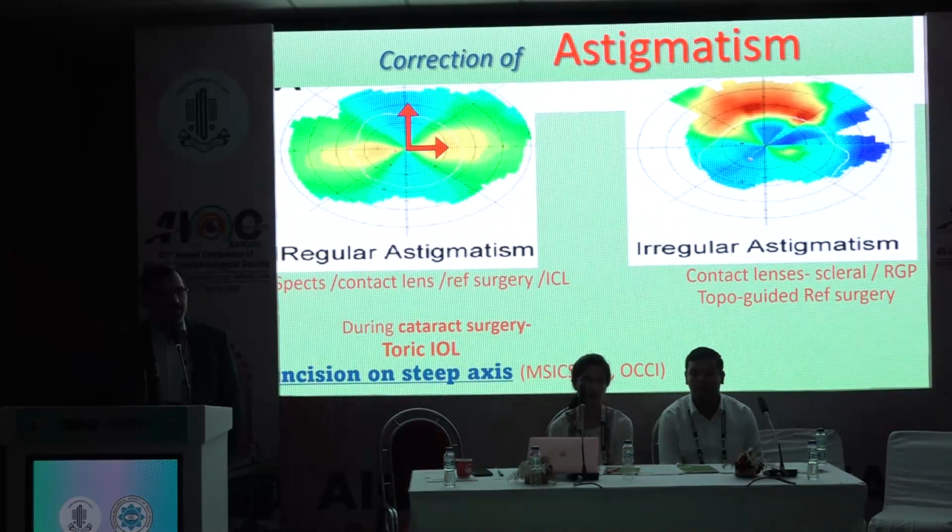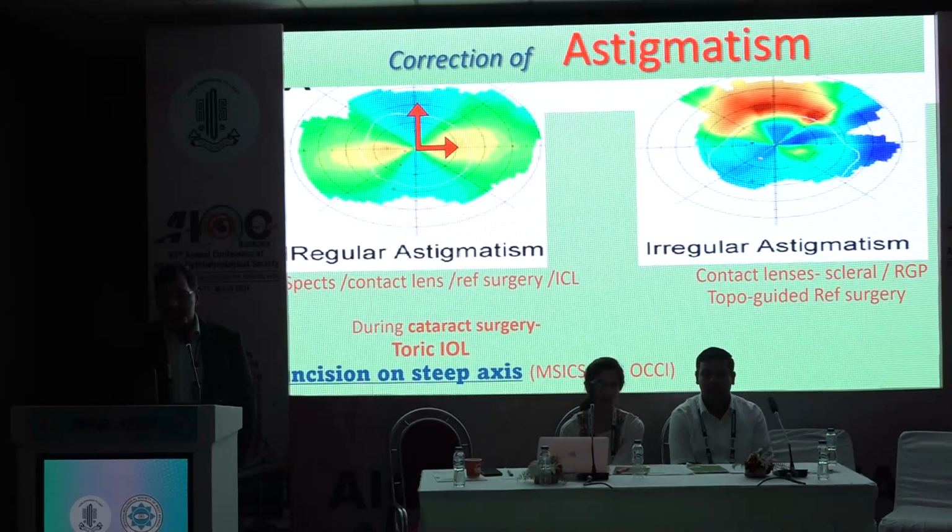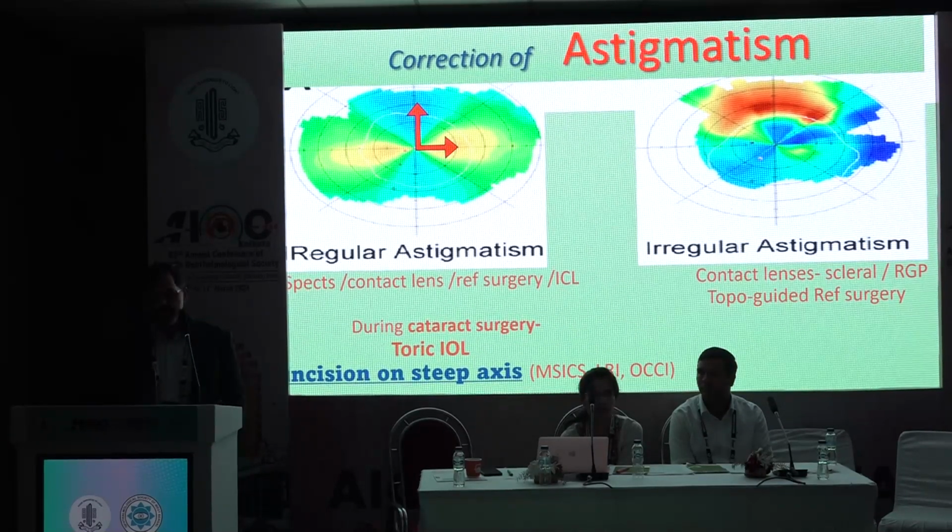Correction of astigmatism: as you know, regular astigmatism can be corrected by spectacles, contact lens, refractive surgery, ICL, and during cataract surgery, we can correct the astigmatism by implanting a toric lens, which is the most accurate, best method. If it is not accessible, then some part of the astigmatism can be corrected by an incision on the steep axis. For irregular astigmatism, some part can be corrected by contact lens, scleral or RGP, or topo-guided refractive surgery.